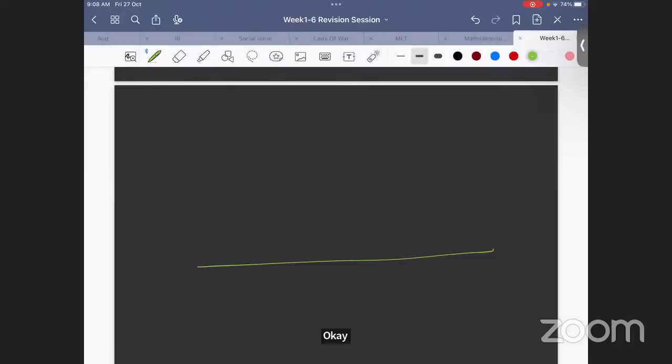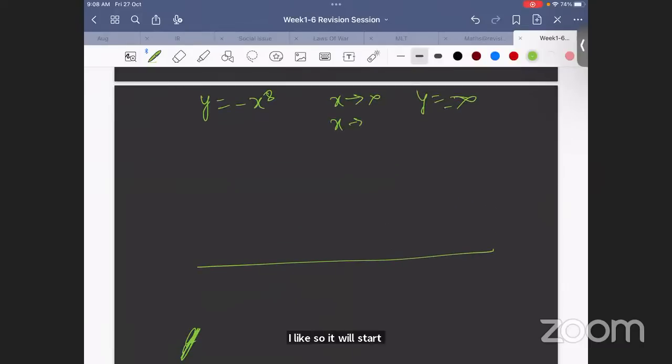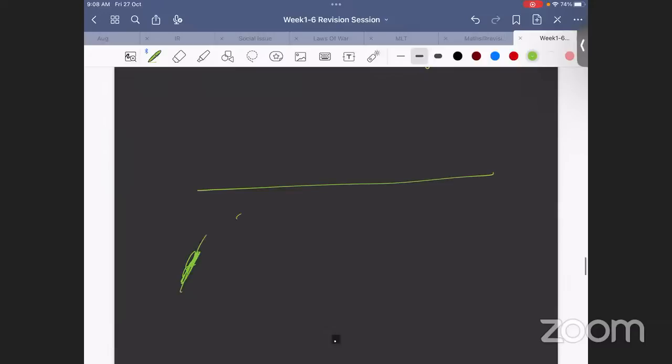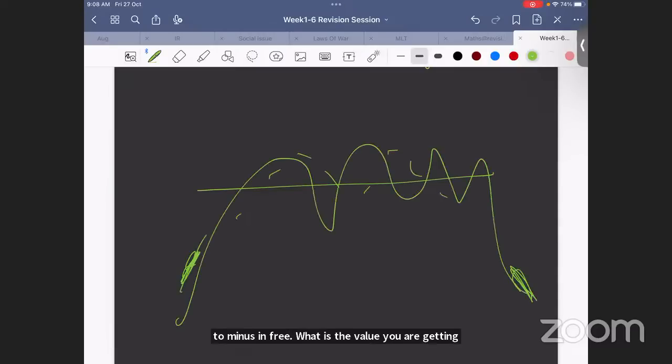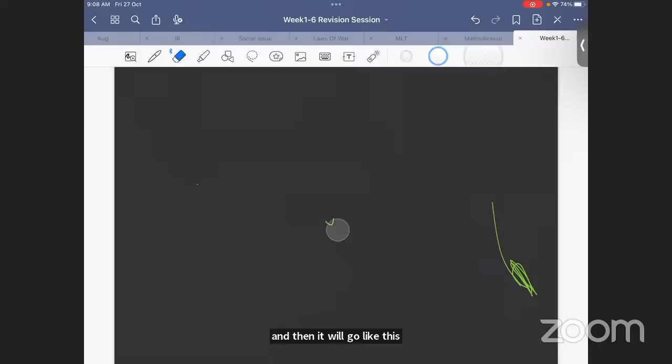If the leading coefficient is minus, then at x equals infinity, what value will you get? y is minus infinity, so it will start from here. At x equals minus infinity, what is the value you are getting? Here also minus infinity. So the root will be there and then it will go like this. So the function will be something like this. That depends upon the root and the multiplicity of the root. Is this clear? Thank you, sir.